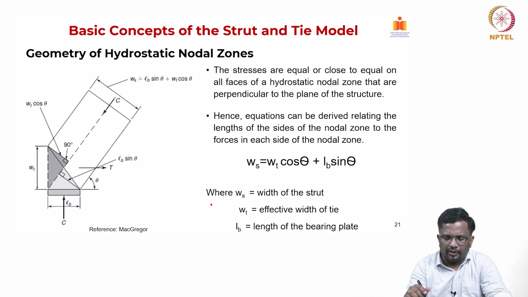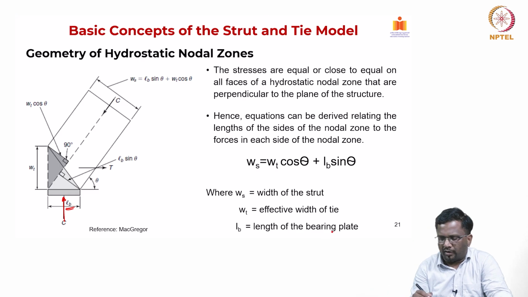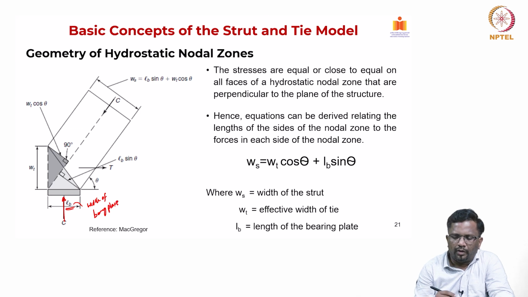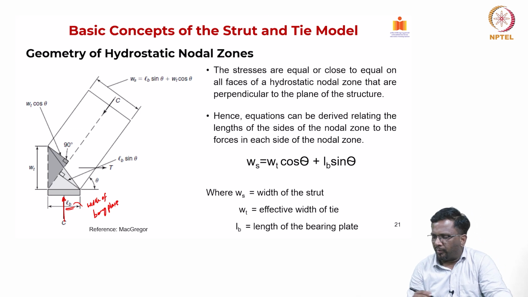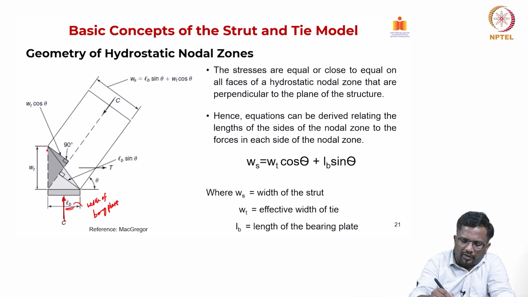So, we see here 3 nodes. You have the reaction here, and LB is the width, or the length, of the bearing plate, right. Now, you see here, and what is WT? WT is the width of the tie that is coming in. So, this is the tie region. This is your width WT.